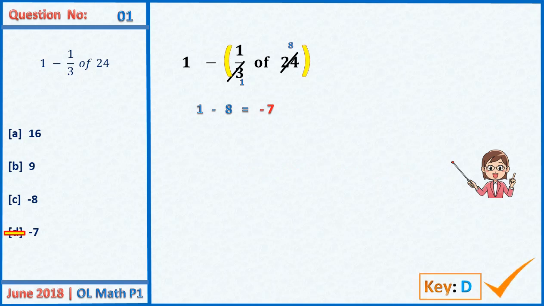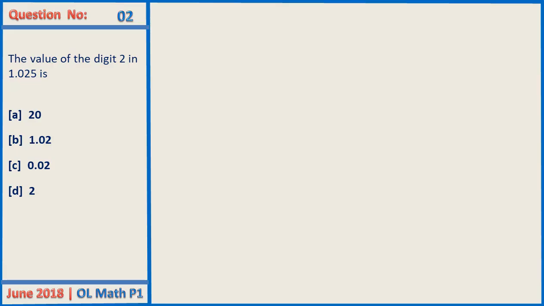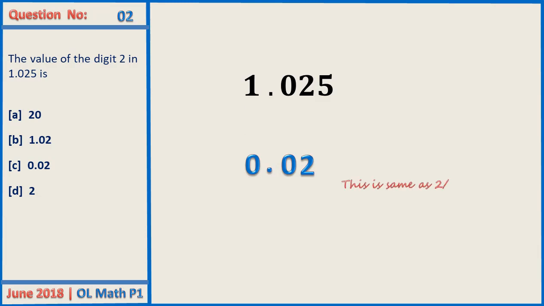Question 2, we have the value of the digit 2 in 1.025 is, here the digit 2 has value. Let's see how we obtain the value of 2. The number in front is replaced by 0, copy the decimal point, and the number before the decimal point is replaced by 0. So the value of 2 is 0.02. This is the same as 2 over 100 or 2%. Similarly, the value of 5 is 0.005. The key here is C.